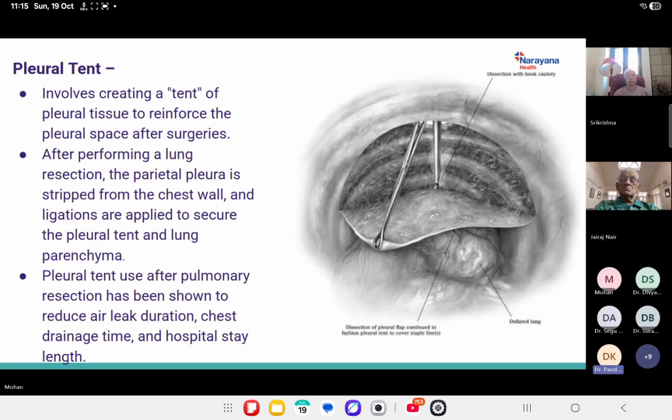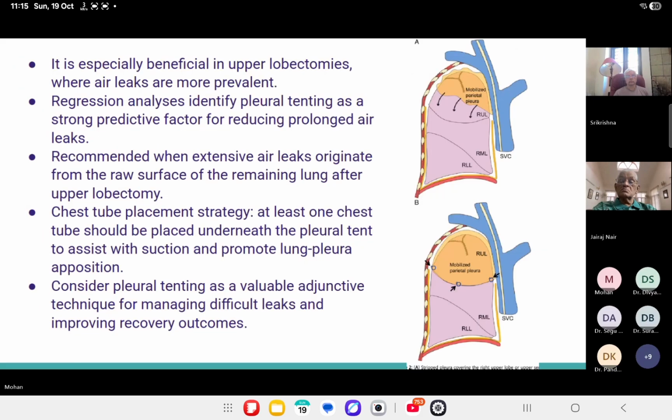The pleural tent, used after pulmonary resection, has been shown to reduce air leak duration, chest drainage time, and hospital stay length. This is the mobilized parietal pleura. After that, it is attached to the upper surface of the lung. It is especially beneficial in upper lobectomies where air leaks are more prevalent. Regression analysis identified pleural tenting as a strong predictive factor for reducing prolonged air leaks, and it is recommended when extensive air leaks originate from the raw surface of the remaining lung after upper lobectomies.